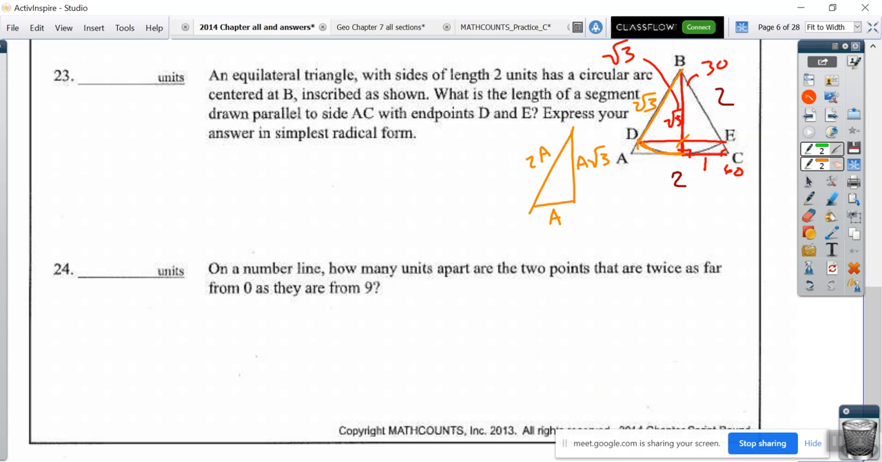We know that this distance from here to here is going to be half of this distance. So that means this distance right here is the square root of 3 divided by 2. This distance from here to here has to be equal, which is also the square root of 3 divided by 2. So the square root of 3 over 2 times 2 is just going to be the square root of 3. It's just like you said.